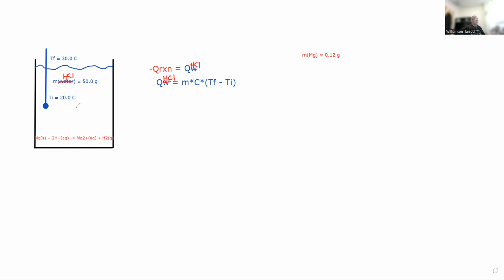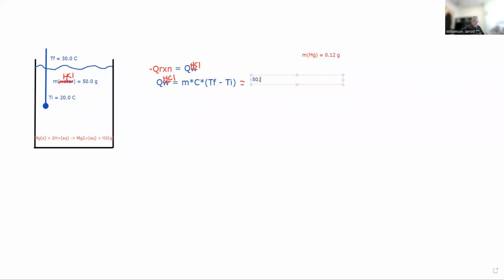It was initially at 20 degrees Celsius. I threw in my 0.12 grams of magnesium and let it react. It went from 20 degrees Celsius to 30 degrees Celsius. The heat that the hydrochloric acid solution absorbed is equal to the heat that the reaction gave off. So I want to calculate how much heat the hydrochloric acid solution absorbed.